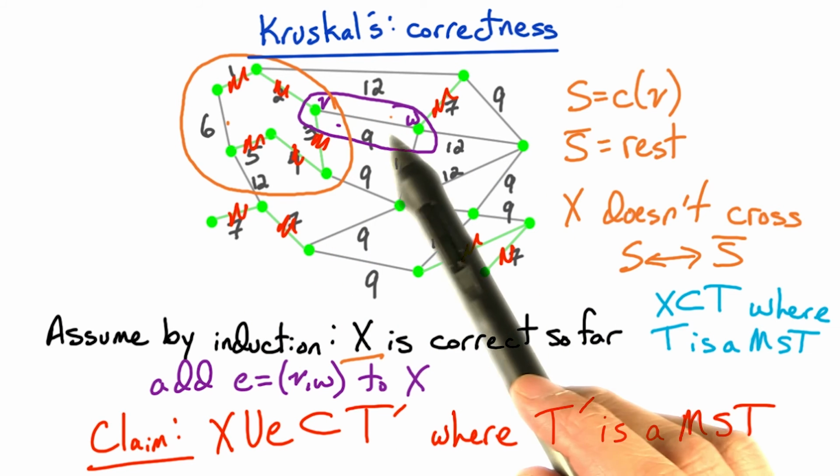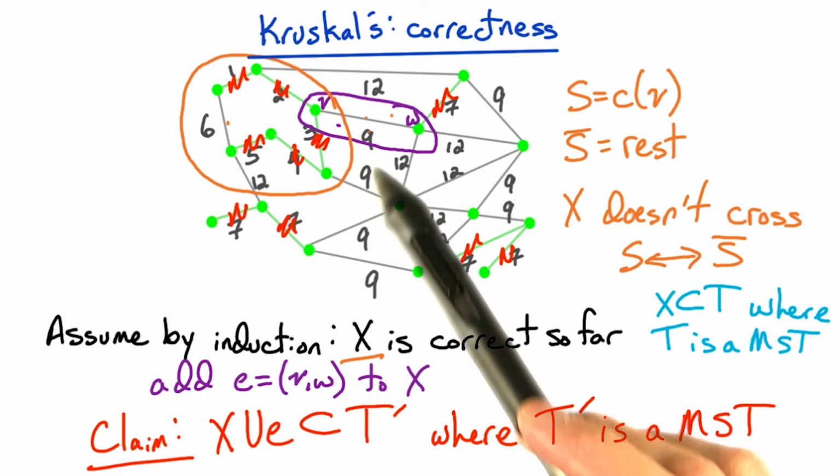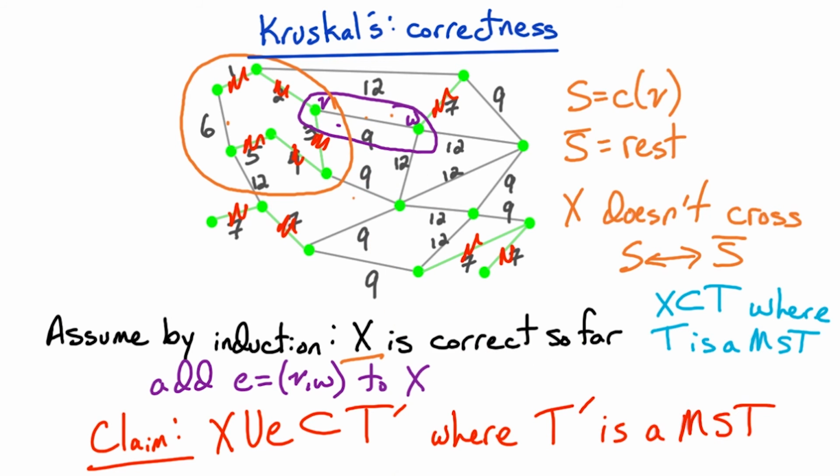Now, there are several edges of minimum weight crossing between S and S bar, 2 in particular. We can take any of those minimum weight edges. For any minimum weight edge crossing between S and S bar, if we add E to X, then X union E will be part of an MST. That's what we're going to prove.